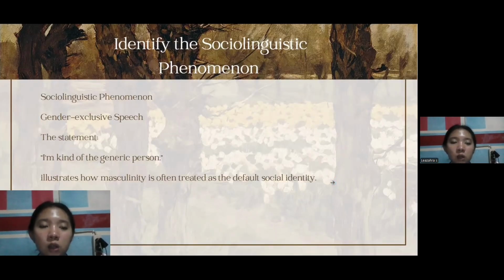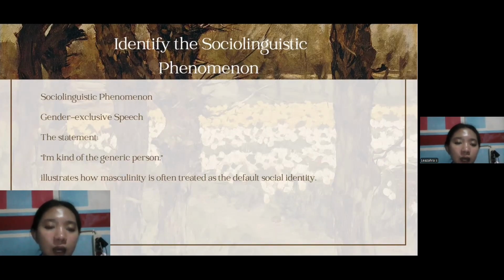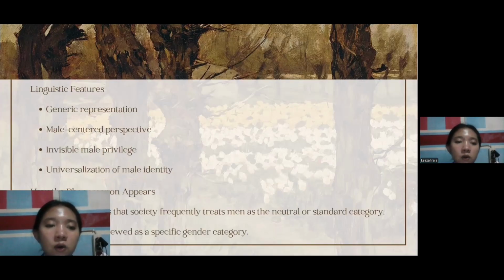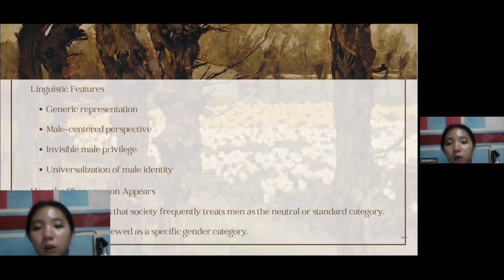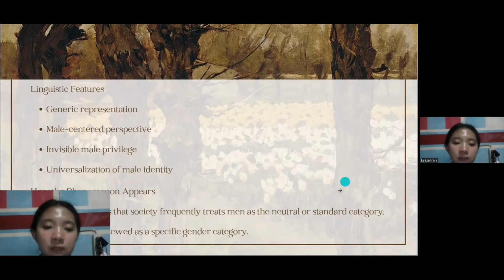Identify the sociolinguistic phenomenon. The sociolinguistic phenomenon in gender exclusive speech here is that the statement, I'm kind of the generic person, illustrates how masculinity is often treated as a default social identity. There are 4 linguistic features: the first is generic representation, 2. Male-centered perspective, 3. Invisible male privilege, and 4. Universalization of male identity. How does the phenomenon appear? Because the speaker realized that society frequently treats men as a neutral or standard category, while women are viewed as a specific gender category.